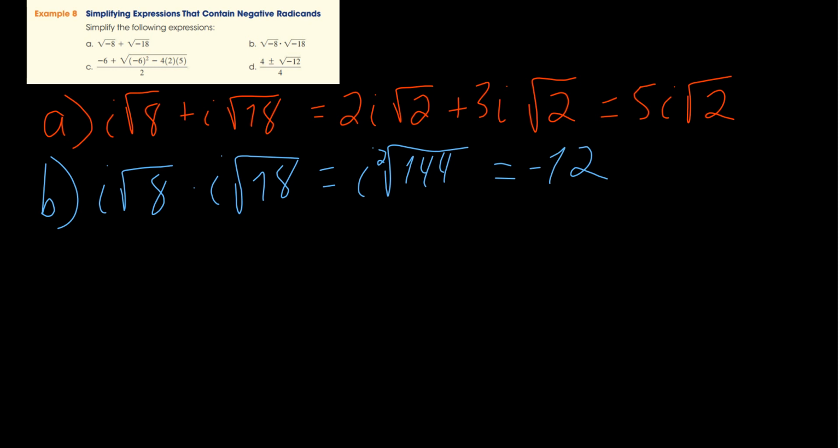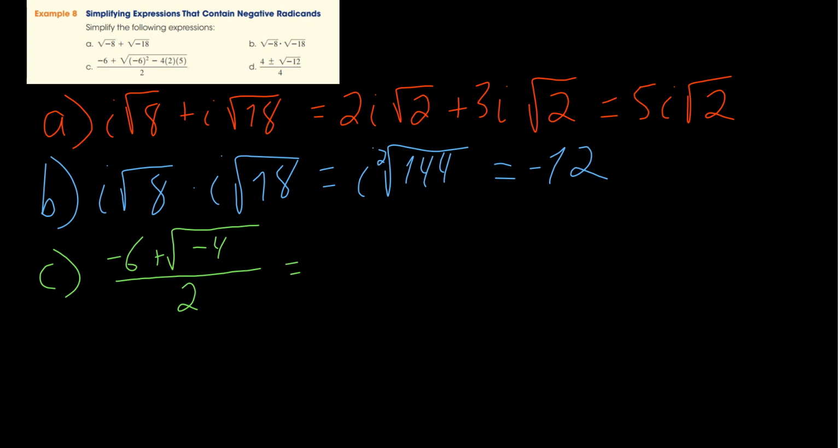Oh man, C, I'm not really in a hurry to do C, but we'll do it. C, we've got a negative 6. And I'm just going to go ahead and do the arithmetic involved here, right? So I'm just going to write 36 and then what, 40, right? So I'm going to go ahead and go about doing that. So we've got negative 6 plus the square root of, I said 36 and 40, so 36 minus 40 is a negative 4. And all of that is over positive 2.